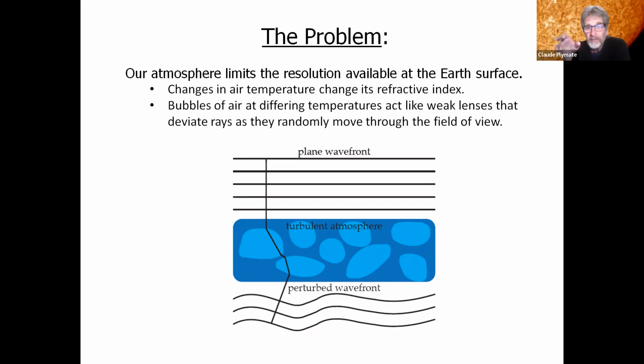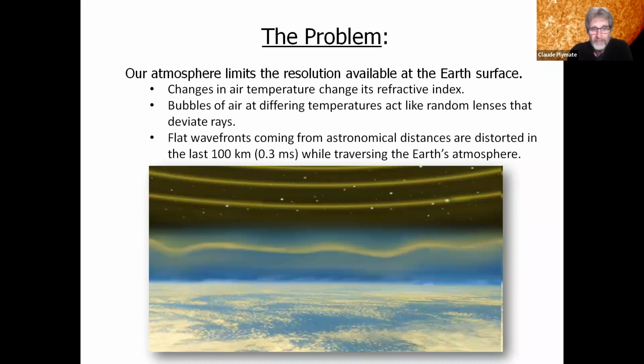So bubbles of air at differing temperature can act like weak lenses in the atmosphere that deviate the rays coming down from above, randomly distorting them as they move through our field of view. So flat wavefronts that are essentially perfect seen coming from astronomical distances are distorted in the last 300 microseconds as they traverse through the Earth's atmosphere.